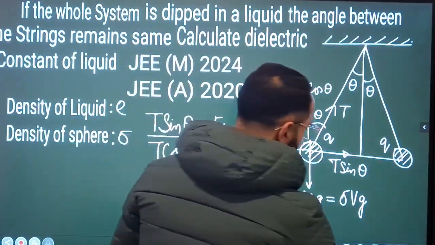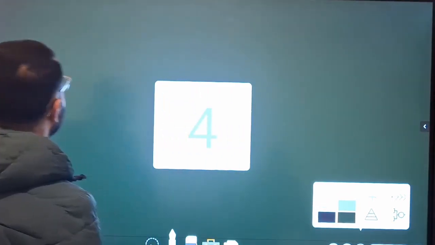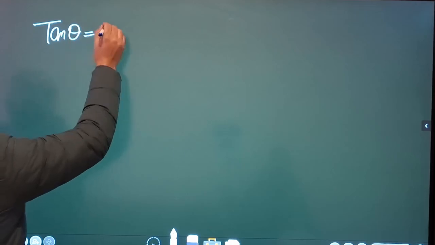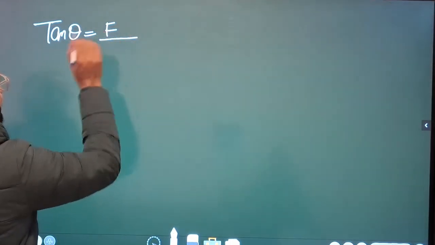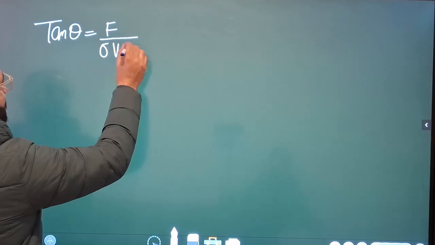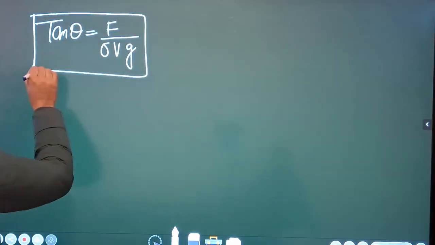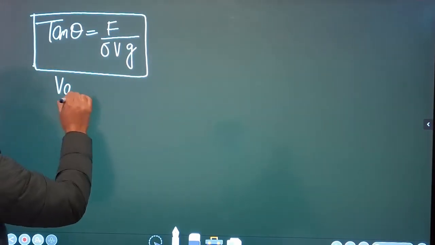Now have a look. Let me rewrite this equation. Tan theta is equal to F divided by mg. This m will be easily replaced by sigma into V into g. So this is our equation in vacuum.